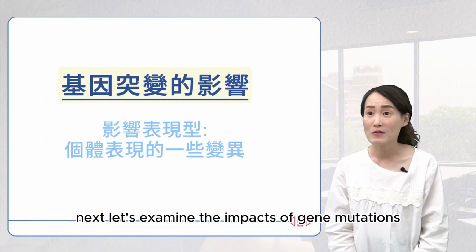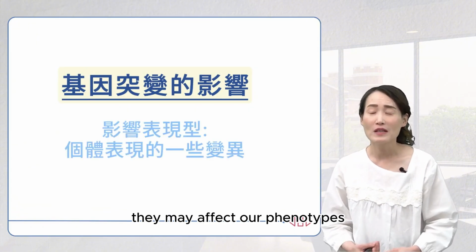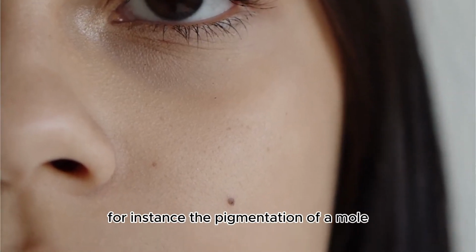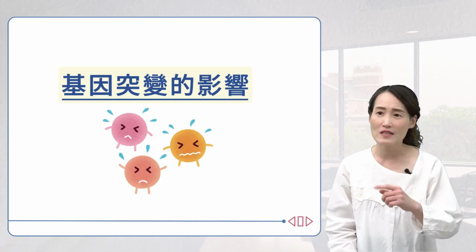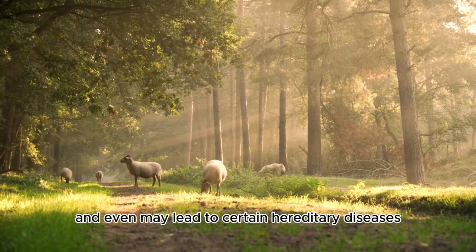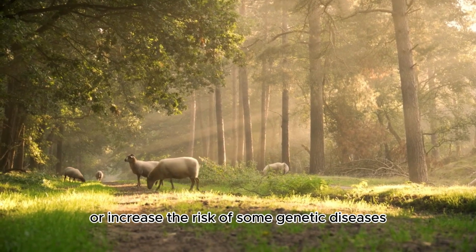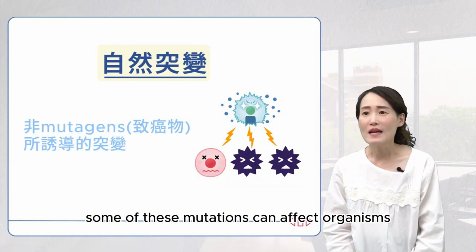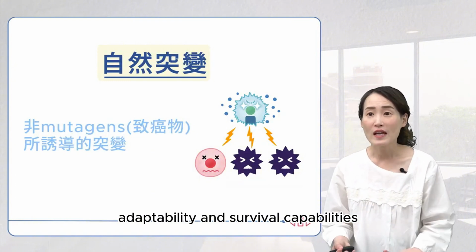Next, let's examine the impacts of gene mutations. They may affect our phenotypes and the variations in individual expressions. For instance, the pigmentation of a mole, the size of the mole, its shape, and even may lead to certain hereditary diseases or increase the risk of some genetic diseases. Some of these mutations can affect organisms' adaptability and survival capabilities.